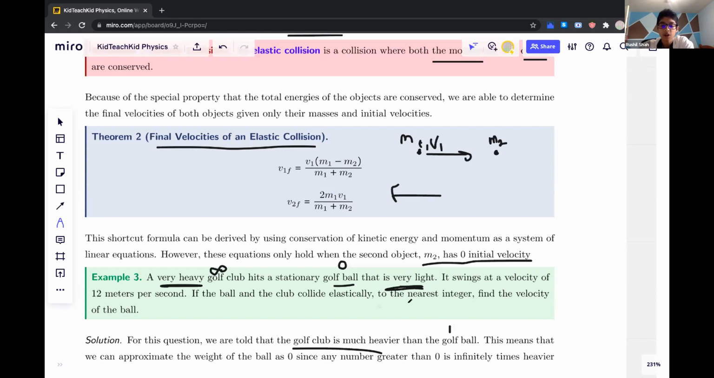And we also just want the answer to the nearest integer. And since we want it to the nearest integer, we are able to approximate since we're not given the masses. So that's why we're approximating the golf ball as zero, because we're saying that it's very light compared to the golf club.